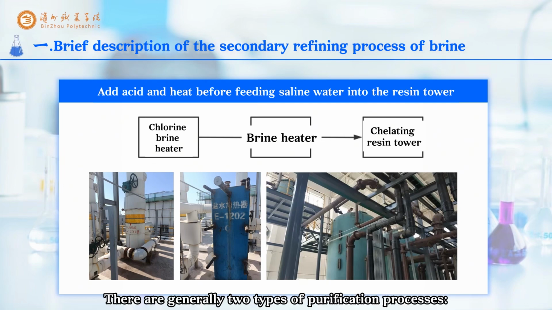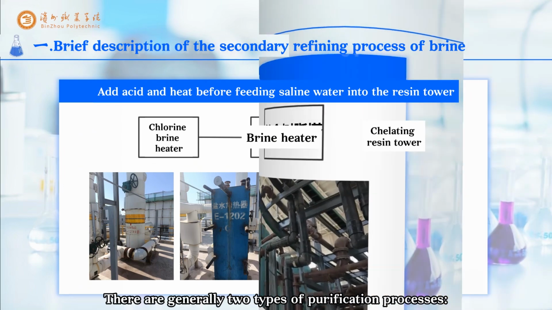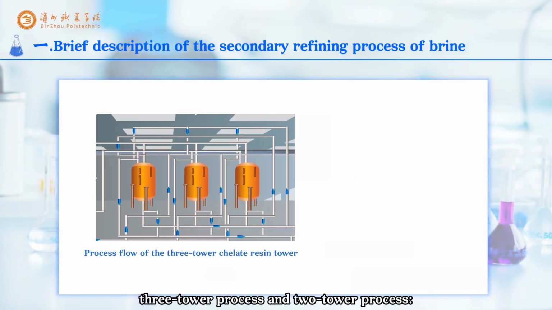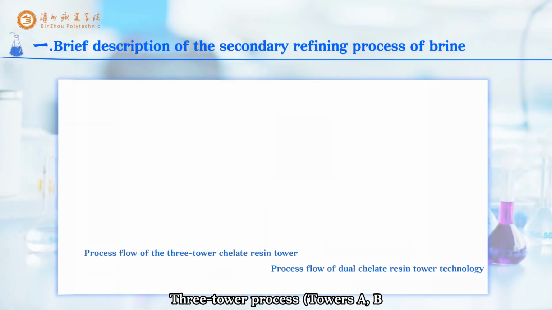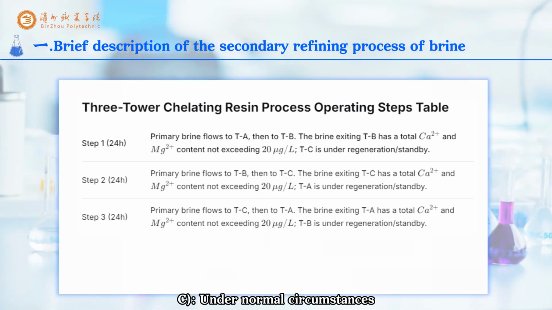There are generally two types of purification processes: the 3-tower process and the 2-tower process. In the 3-tower process, towers A, B, C under normal circumstances, 2 towers are connected in series for online operation, and 1 tower is offline for regeneration or waiting, with the operation mode repeating 3 steps.